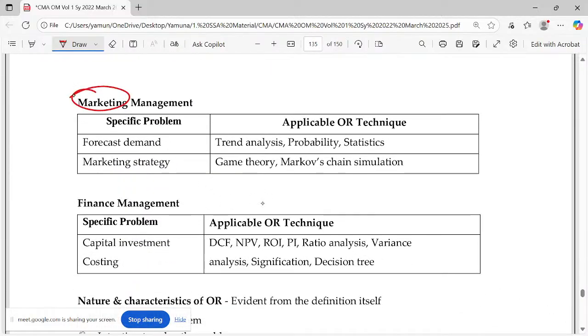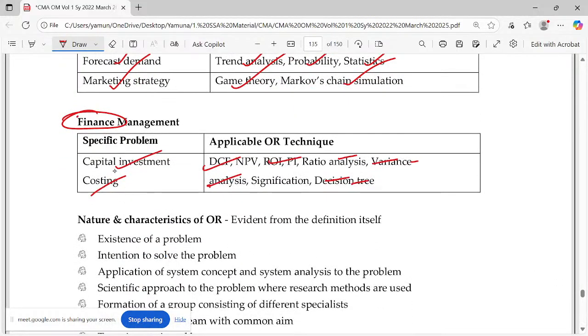So marketing management, if the problem is on forecasting demand, we'll go for trend analysis. Okay, the normal equation method, probability and statistics. If it is marketing related or strategy related, then we can go for game theory, Markov chain, simulation, and so on. If it is related to finance management, if your specific problem is capital investment, then we'll go for these, FM. Okay, costing method, we'll go for analysis and all. So that's about the different headings.